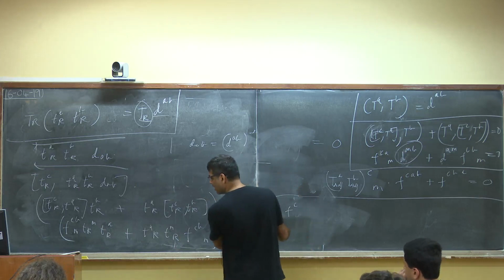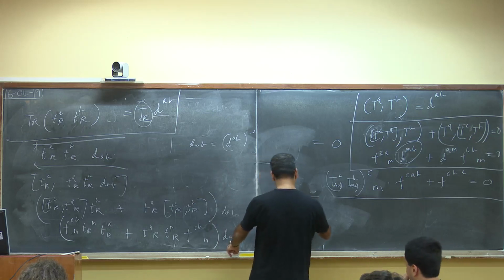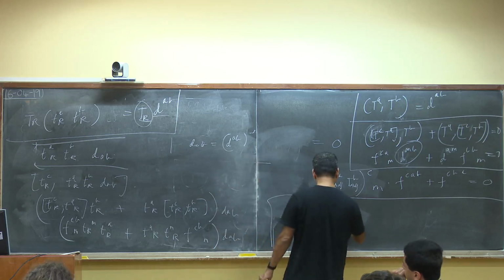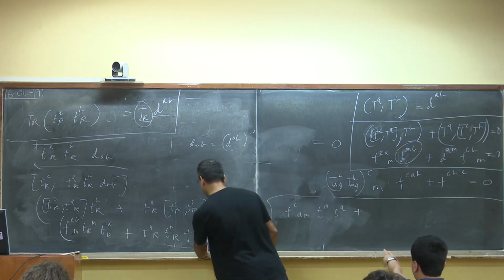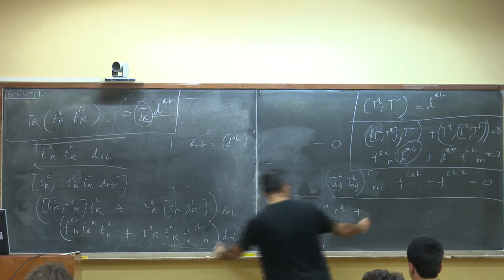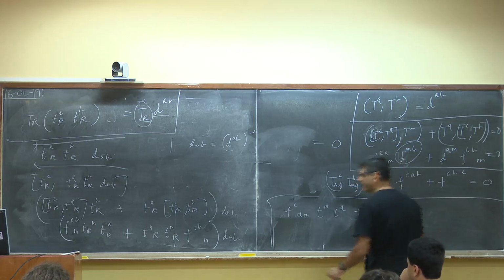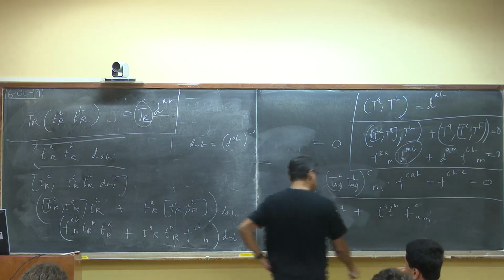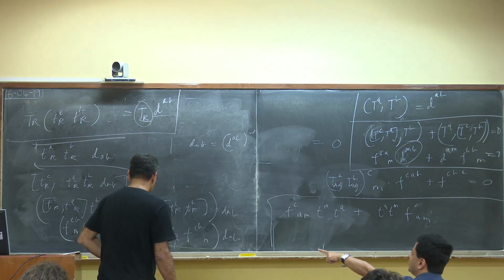Now this is T^A T^M. I'm not writing the R, T^A, right? And then this is the anti-commutator of T^A and T^M, and this is T^A T^M with F^C_AM, C lower AM.